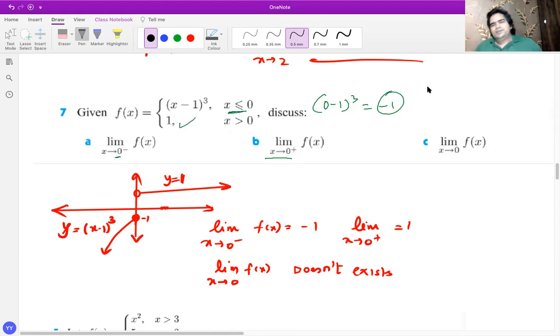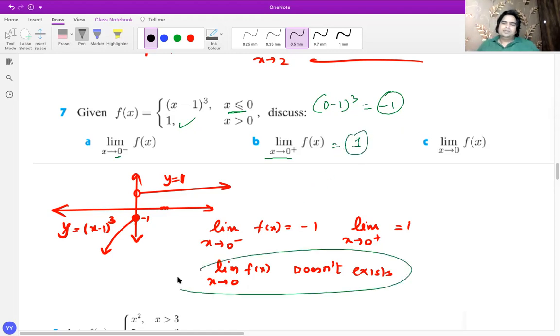And now when I take x slightly higher than 0, obviously my y value is nothing but 1. So since your left hand limit is negative 1 and right hand limit is positive 1, hence you say that the limit does not exist at x equals 0. So you can't estimate the y value at x equals 0 because you can see there's a jump here.